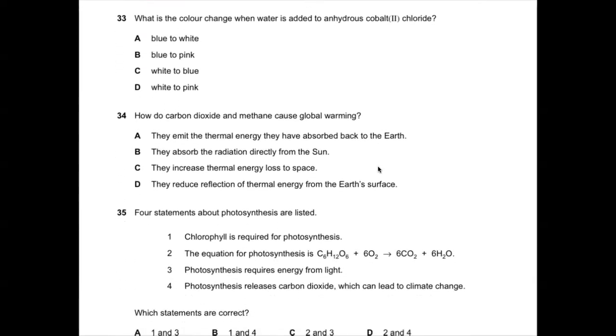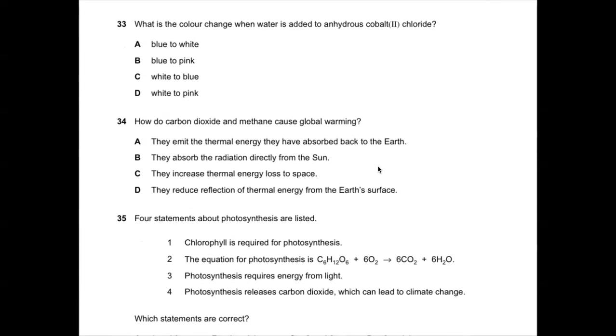Now, MCQ number 33. What is the color change when water is added to anhydrous cobalt(II) chloride? So cobalt(II) chloride itself is blue and it goes from blue to pink. That is a memory-based question, so you need to remember. It means A, C, and D options are wrong. And if they have asked you about anhydrous copper(II) sulfate, it goes from white to blue.